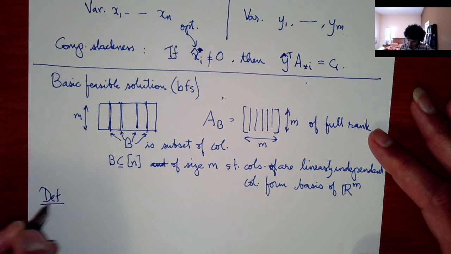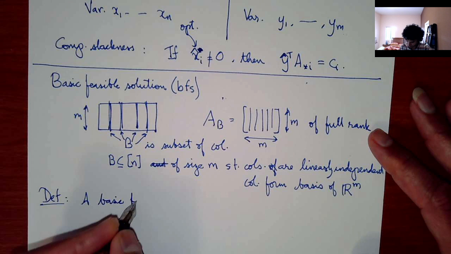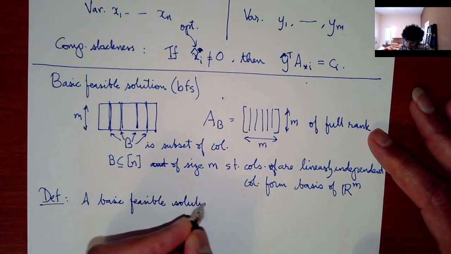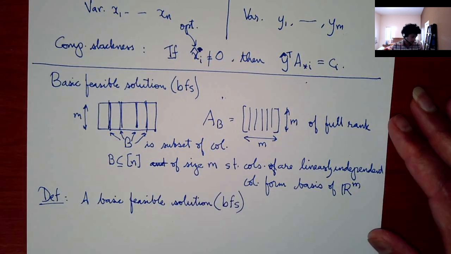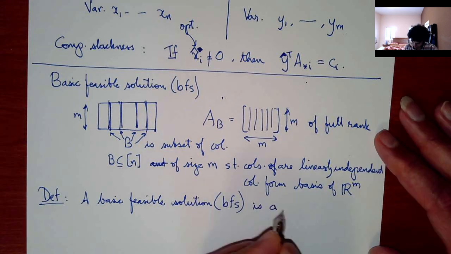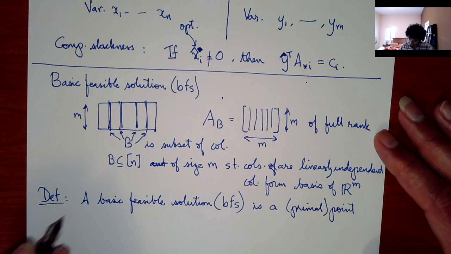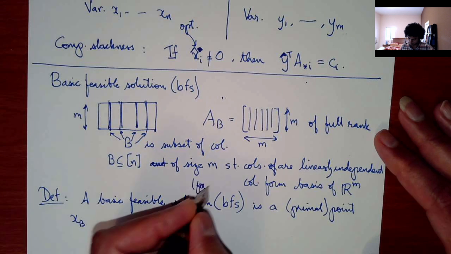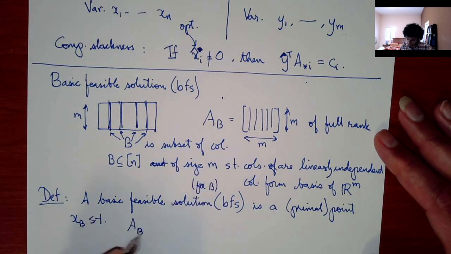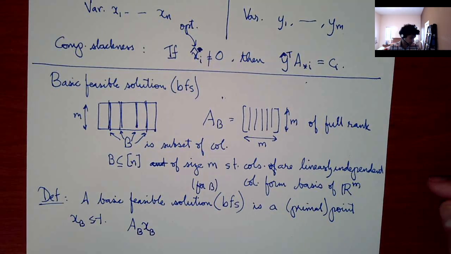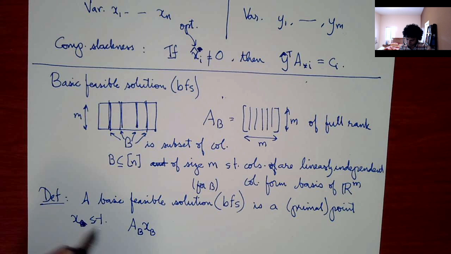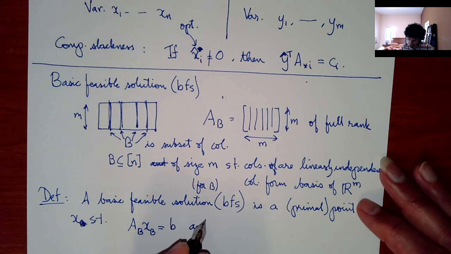And so a basic feasible solution has the following properties. So let me define a basic feasible solution, also called a BFS, as a primal point x such that AB xB is equal to b, and for all i not in B, xi is equal to 0.